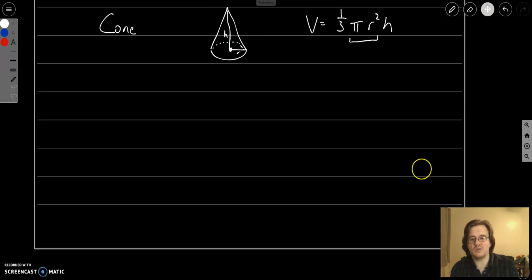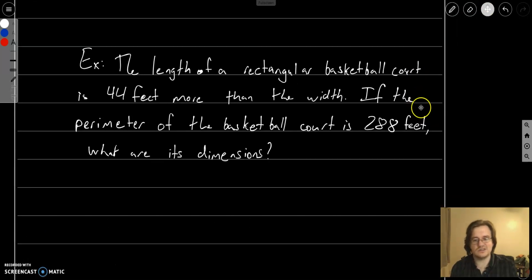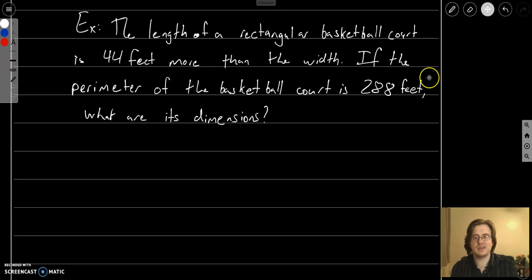So with that in mind, we can answer some questions about geometry. So for instance here, we have the length of a rectangular basketball court is 44 feet more than its width. So it's longer than it is wide.